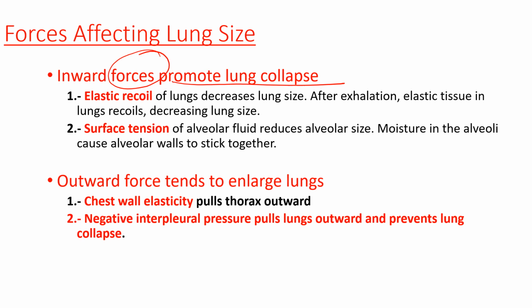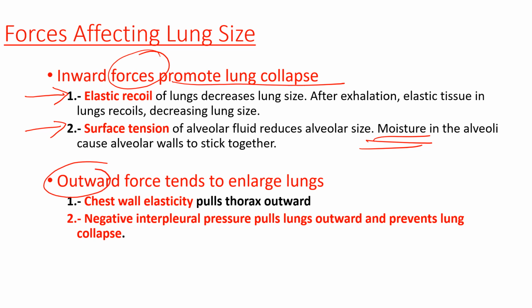The two forces are the elasticity, the recoil of the elastic tissue in the lungs, in the alveoli. That's one force that is making the alveoli smaller, collapsing the lungs. The other one is the water in the alveoli, the moisture in the alveoli. That's called the surface tension of the water molecules clinging to each other. How do we prevent these forces from collapsing the lungs?